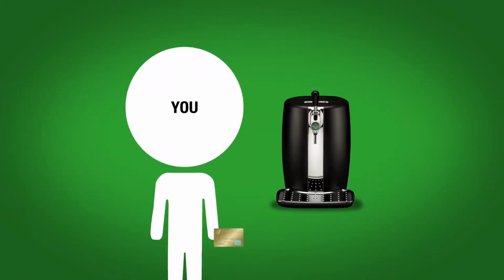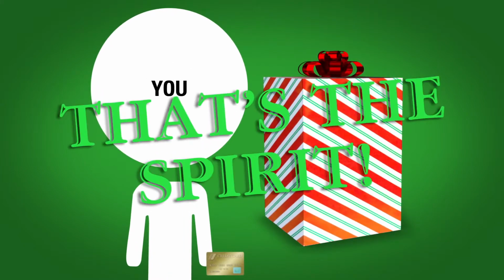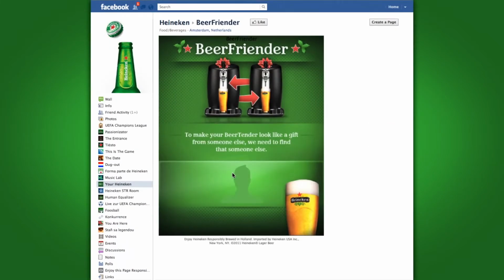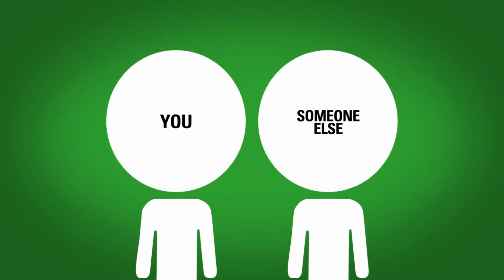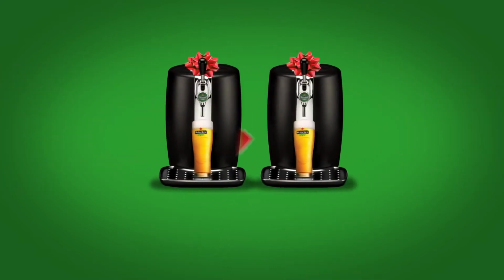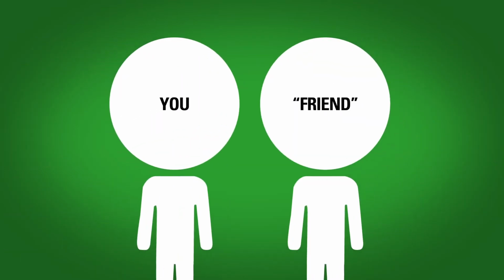But what if you could buy one for yourself and make it look like it was a gift from someone else? That's the spirit. Introducing BeerFriender, a Facebook application that matches you up with someone else who also wants a beer tender, and then sends them to you as if they're gifts from each other. It'll arrive nicely gift-wrapped and with a card, all thanks to your new friend.